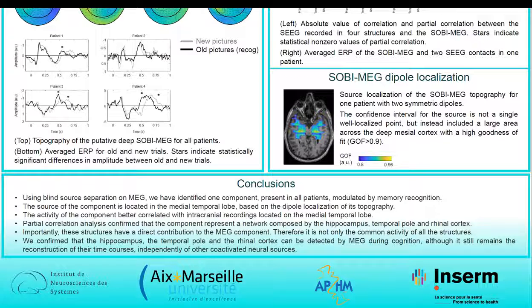Then we applied the partial correlation analysis, and we have confirmed that this component represents a network, as the hippocampus, temporal pole, and the renal cortex have information that is unique to these areas, and they are part of the independent component that we have acquired on MEG. So we have finally confirmed that the hippocampus and also the temporal pole and the renal cortex can be detected by MEG during cognition. But it still remains: how can we reconstruct their time series independently of the other co-activated neural sources? How can we reconstruct the time course of the hippocampus independently of the temporal pole and the renal cortex?